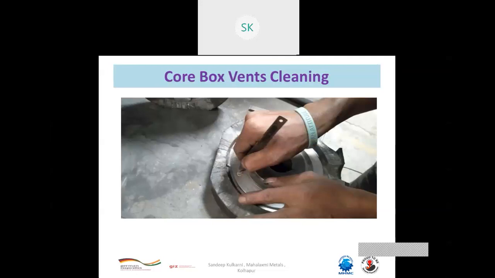And this is how the vents can be cleaned with the proper blade. You have to sharpen the blade. If a dull blade is used, it will damage your vents. So you have to properly sharpen it and then use that blade, or even a sharpening tool, for cleaning the vents.